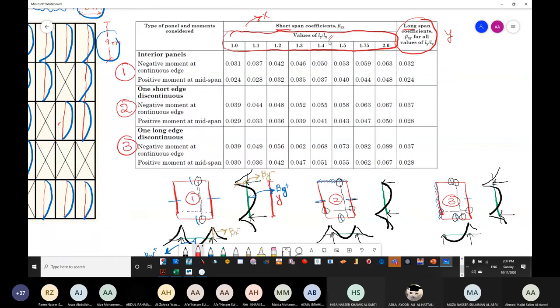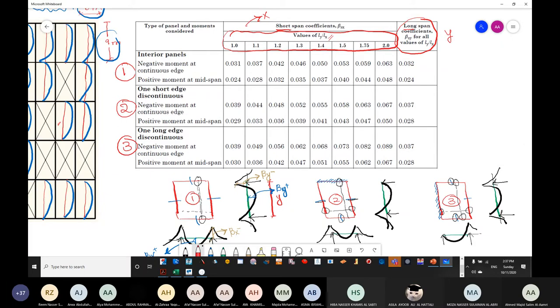Okay, very good. Now let us take case number 1. I need to decide whether I'll go for 1 or 1.1, 1.2, 1.3, 1.4, 1.5, or an intermediate value, depending on the size of the slab.